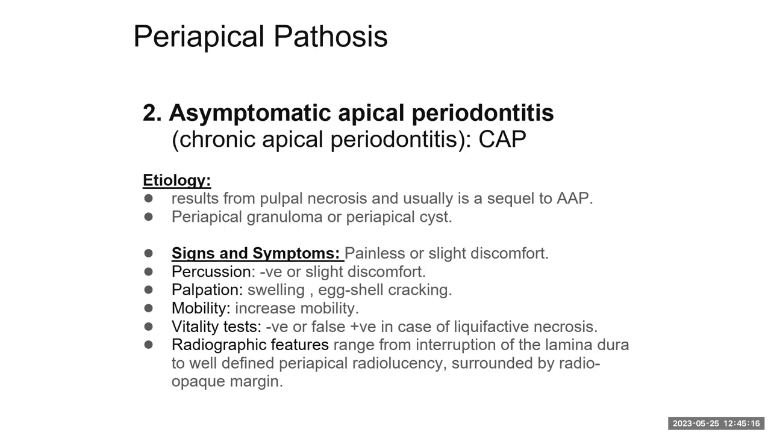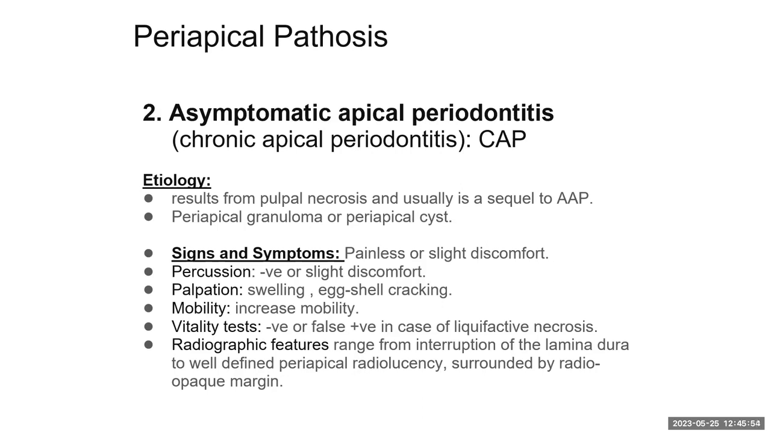Usually it's painless or with slight discomfort. Even the percussion might show no tenderness or slight discomfort. I can distinguish it from pulp necrosis by increased mobility. There is a swelling in the apical area when I palpate the area, and it might give an eggshell cracking in case of a periapical cyst. Negative response to vitality.